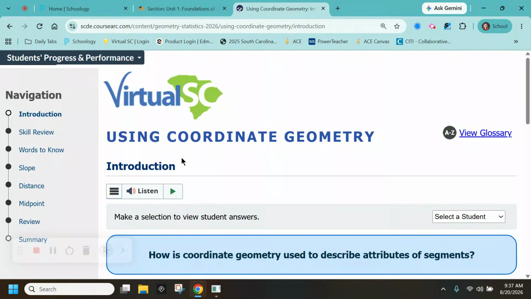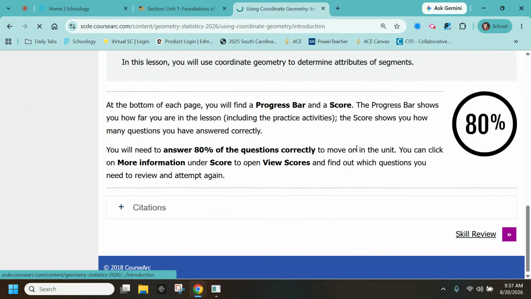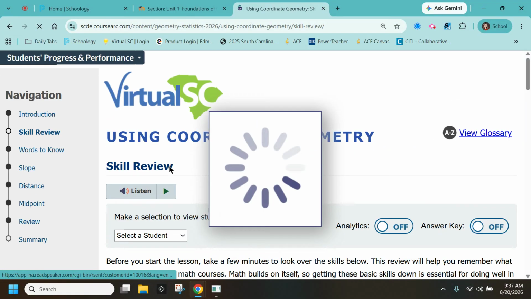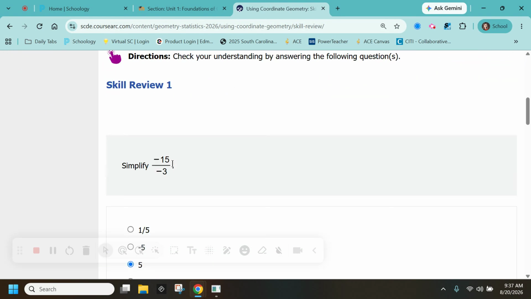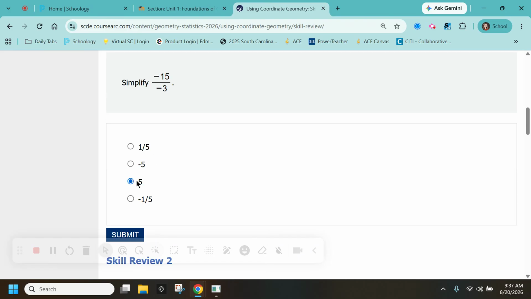All right, this is lesson 1.06, using coordinate geometry. And we are going to skip to the skill review to save some time. Simplify -15 divided by -3. Negatives will cancel out. 15 divided by 3 is 5.